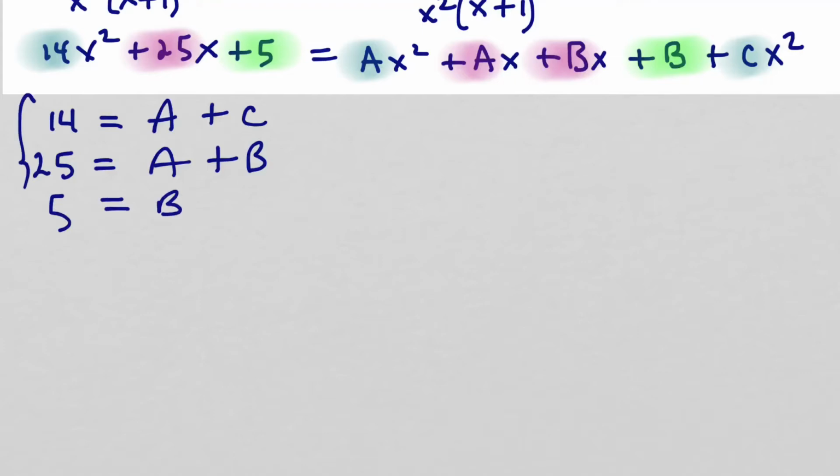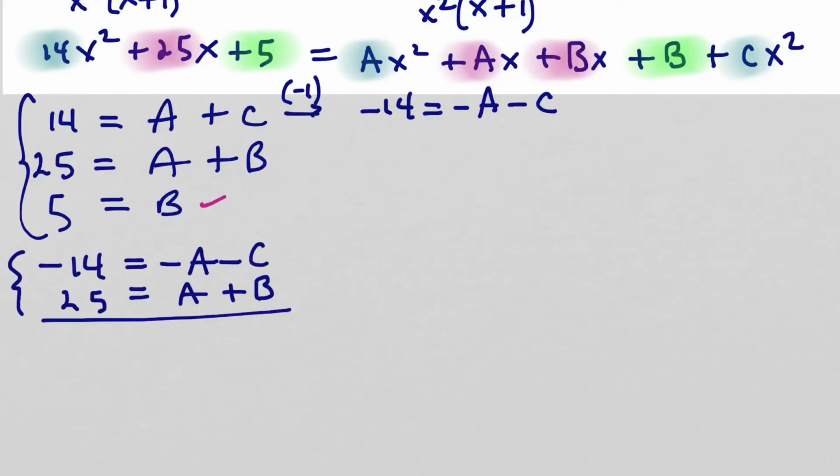So we've got a system of three equations with three unknowns. We already know B. We can see that's right here. So now we can use elimination to eliminate A from the first two equations. Let's multiply one of them by a negative. I'll get negative 14 is equal to negative A minus C. Let's go ahead and take that equation and add it to the second equation to eliminate A. So I wrote those two equations down.